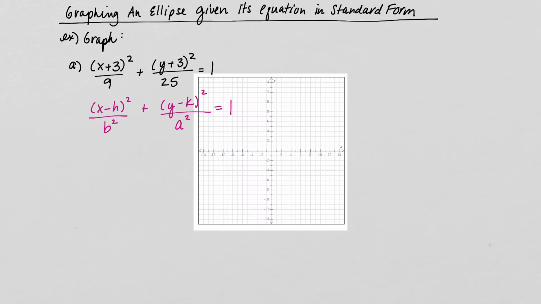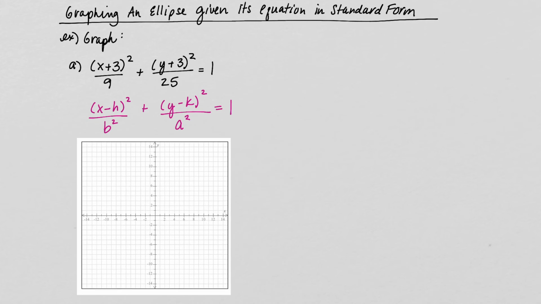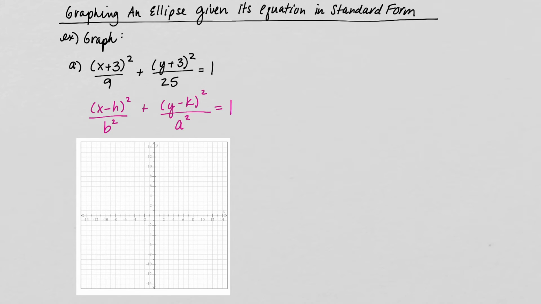So let me add in some graph paper here. Okay, so basically, if we look at this problem, my h in this case, when I'm looking at matching these up, is going to be minus 3, and my k is also going to be minus 3. So we're plotting a point at (minus 3, minus 3).